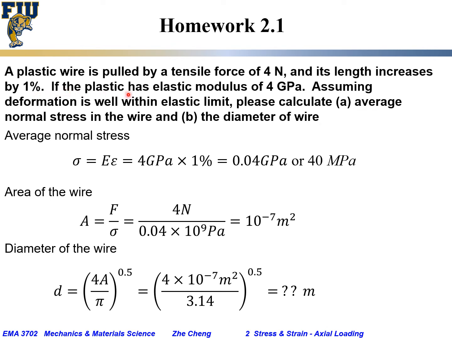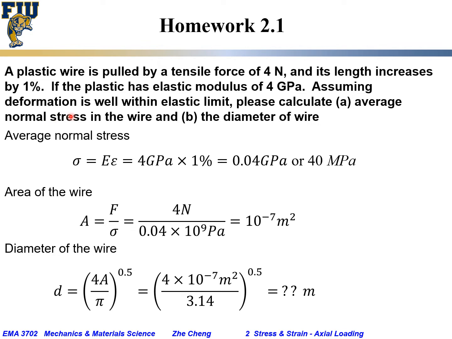So if the plastic material has an elastic modulus, or we call Young's modulus, of 4 gigapascal, if we assume that the deformation is well within elastic limit, that typically means we can use the so-called Hooke's law, linking engineering stress and engineering strain. And we want you to calculate the average normal stress in the wire and the diameter of the wire. So what do we want? We want a normal stress.